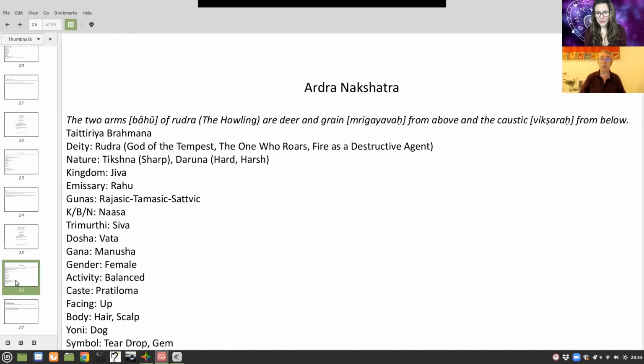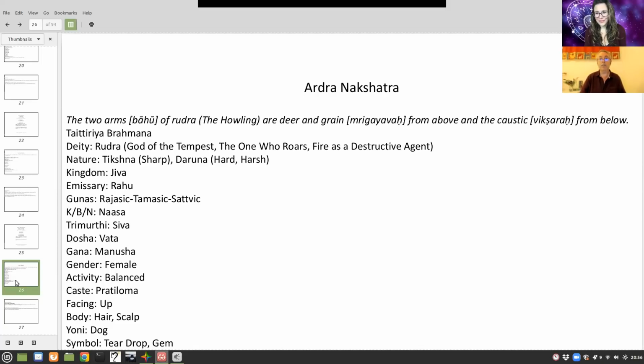Pusha is going to be plant, and Ashlesha will be animal, right? Magha is mineral. Purva Falguni will be plant, and Uttara Falguni will be animal. And then Hasta Nakshatra will be mineral. Chitra will be plant, and Swati will be animal. Vishaka Nakshatra will be mineral.